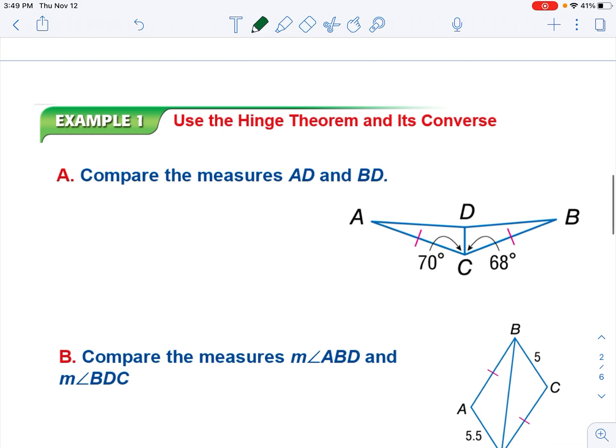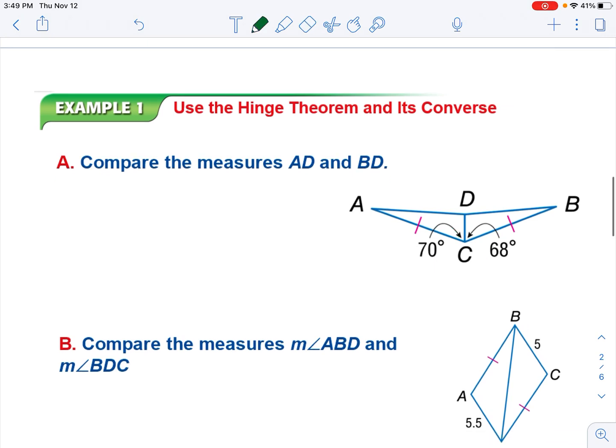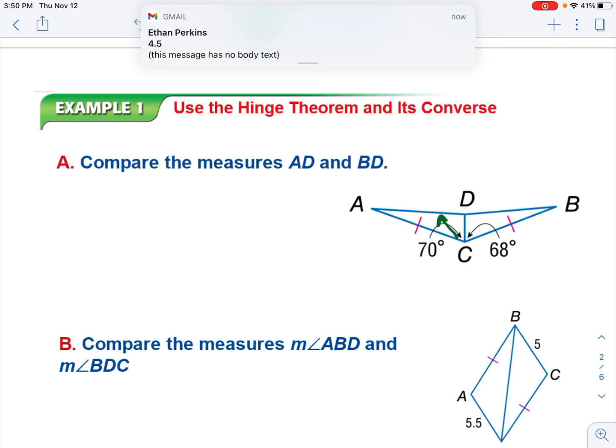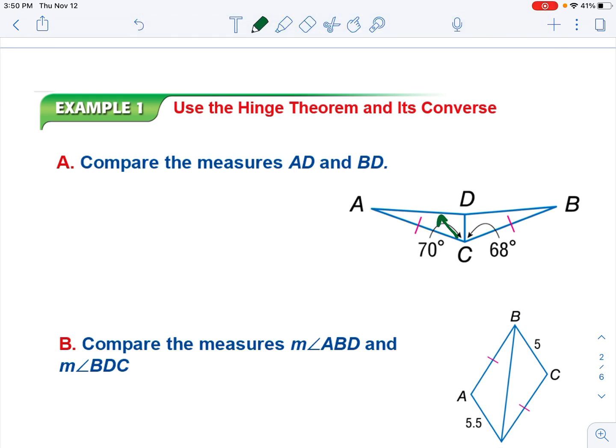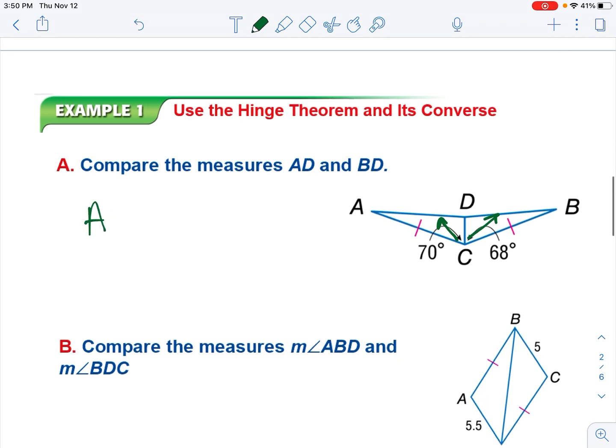So now that we can take a look and compare these guys, we look at their opposites. So this angle, the 70-degree angle, is opposite of AD. The 68-degree angle is opposite of BD, meaning that AD must be greater than BD.